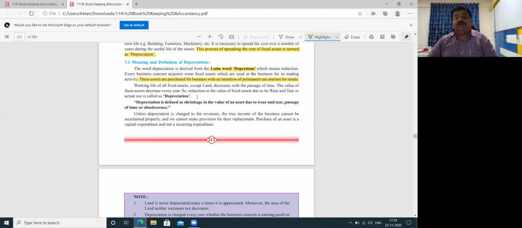Okay, the value of these assets decreases every year. So reduction in the value of the fixed asset due to its wear and tear or actual use is called as a depreciation. Depreciation is defined as a shrinkage in the value of an asset due to wear and tear, passage of time or obsolescence. This is a real definition, by the way. ही खरोखर definition आहे की जी तुम्ही लक्षात घेतली पाहिजे. बरोबर. Depreciation is defined as a shrinkage in the value of an asset due to wear and tear.